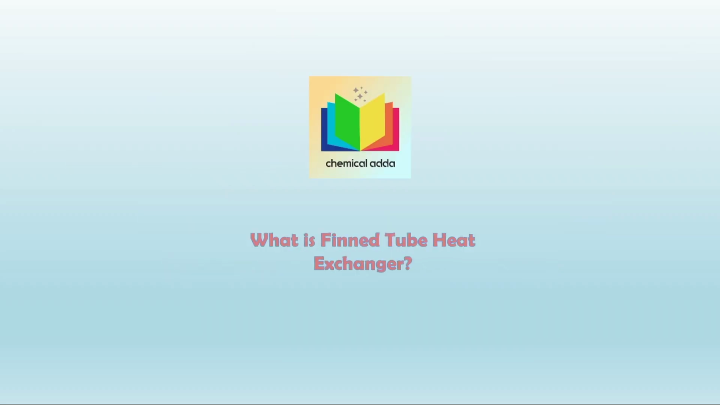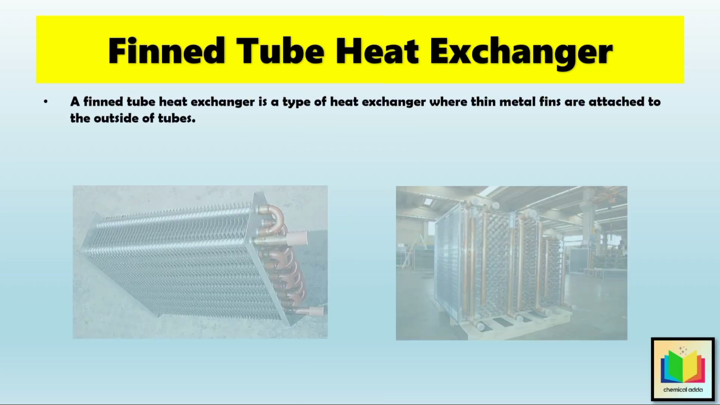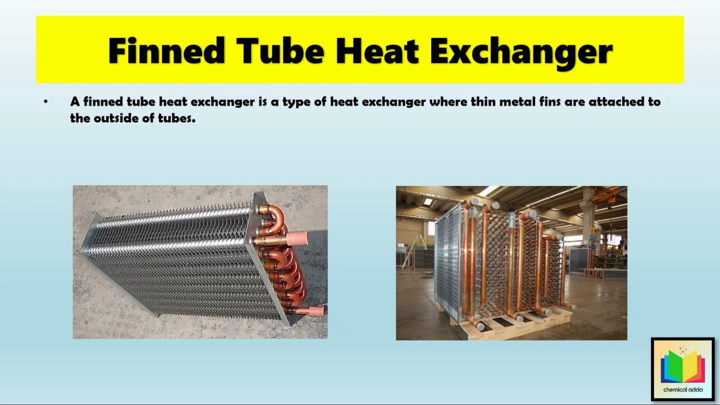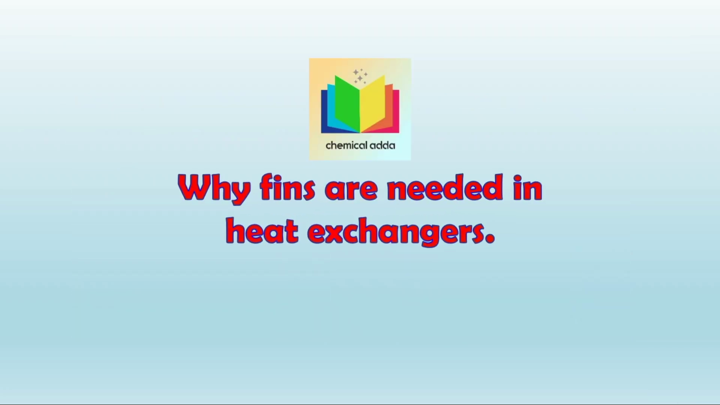So, first let's understand what is a fin tube heat exchanger. A fin tube heat exchanger is a type of heat exchanger where thin metal fins are attached to the outside of tubes. In simple terms, it is a device where fins are fixed on the outer surface of tubes so that they act like extra surface area. Because of this, more heat can transfer between the fluid flowing inside the tube and the fluid flowing outside. In short, by simply adding fins, the effective surface area for heat transfer increases, which makes the exchanger more efficient than plain tubes. Now, let's understand in detail why fins are needed in heat exchangers.